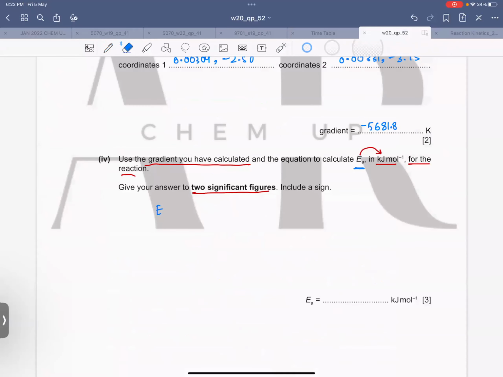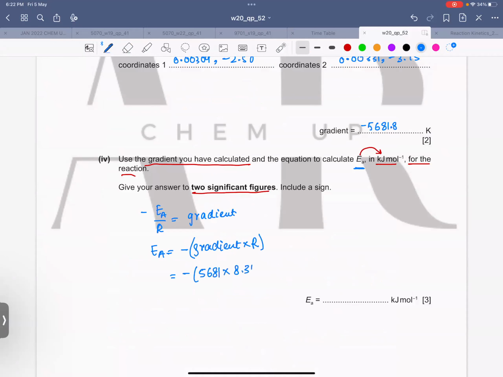So minus EA over R is equal to gradient. So EA is equal to minus gradient multiplied by R. The gradient is minus 5681 and R is 8.31. Sir, the gradient is in minus and the sign before it is also minus. Yes. Okay.